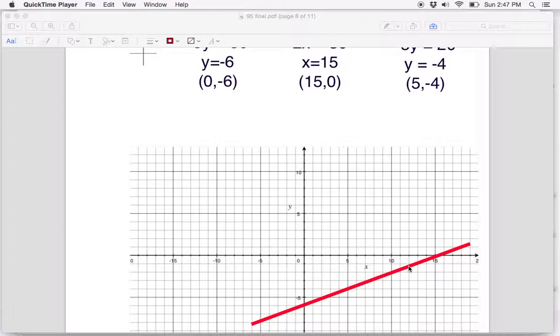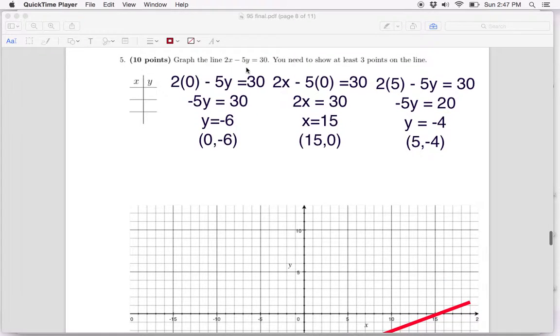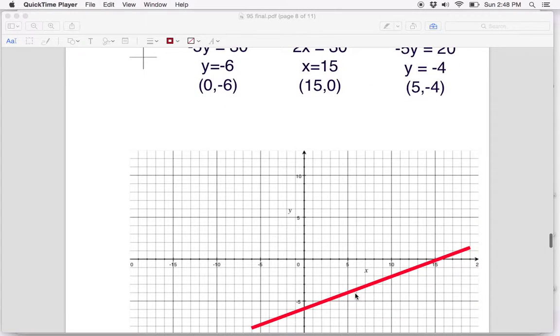So, for example, I saw that 5 looks nice and neat, and that makes sense because if I'm trying to figure out y, I'm going to have to divide by 5 at the end. So I chose x to be 5, so I got 2 times 5 is 10. So I subtracted 10 from both sides, and that gave me 20 here. So I had -5y equals 20, and so y must be -4. So I did (5, -4), and of course that fits on my line too.